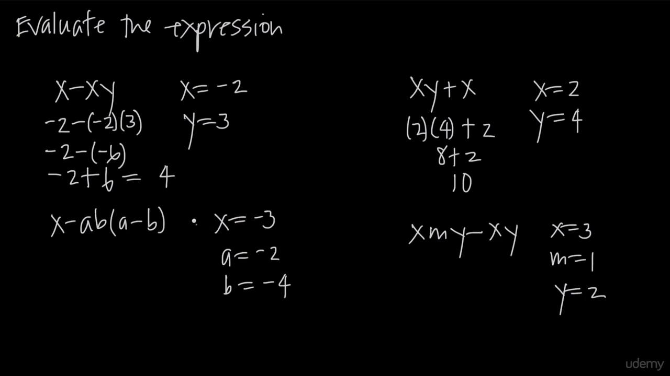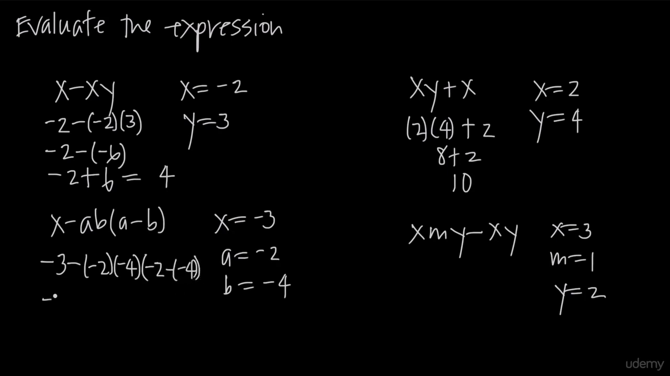Looking at a few more complicated examples here, we have x minus ab times quantity a minus b. We've been told that x is -3, a is -2, and b is -4. So we're just going to plug in those values. Since we start with x here, we'll start with -3, so we'll get -3 minus a times b. That's what ab means, a times b. So we have -2 times a -4. So we want to say -2, -4, times quantity a minus b. So times a, which is -2, minus a -4 because b is -4.